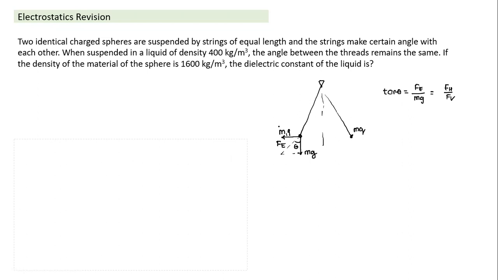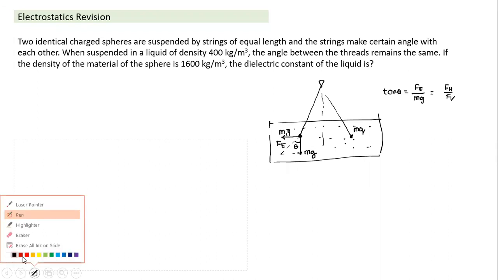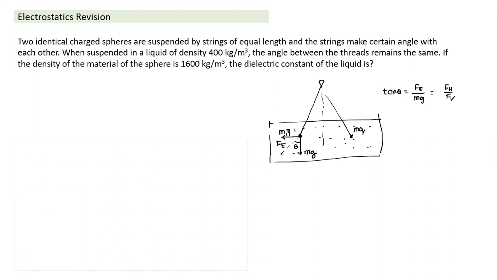Now, if we submerge the whole thing in a liquid, under which condition will the angle remain the same? When we submerge it in liquid, see what is the effect of submergence. Because of submergence, first of all, the effective weight will change. Two things will happen. First, an upward force starts acting due to the force of buoyancy. So that is the buoyancy effect.